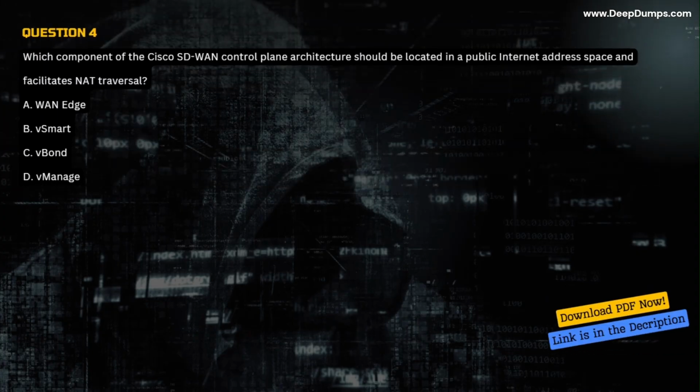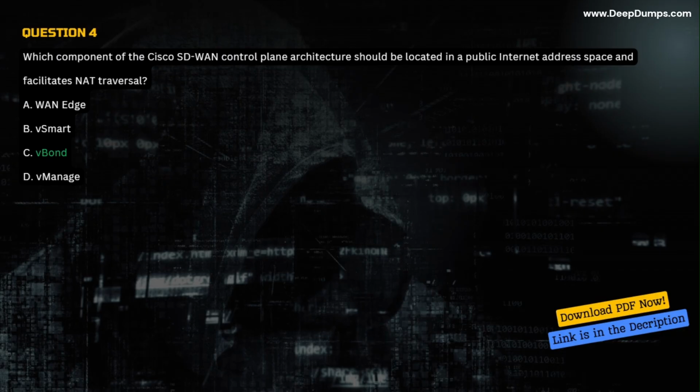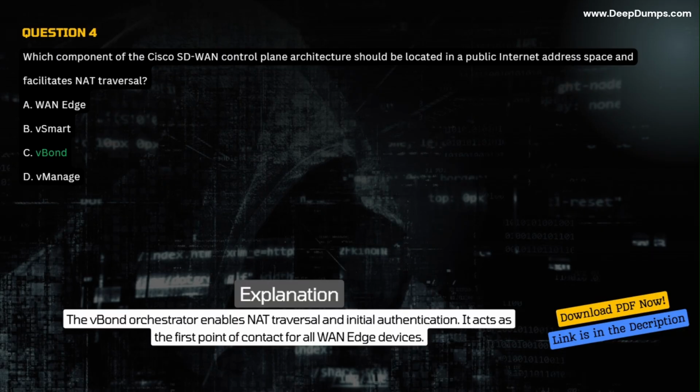Question 4. Which component of the Cisco SD-WAN control plane architecture should be located in a public internet address space and facilitates NAT traversal? A. WAN Edge. B. vSmart. C. vBond. D. vManage. Correct answer C. vBond. Explanation. The vBond orchestrator enables NAT traversal and initial authentication. It acts as the first point of contact for all WAN edge devices.